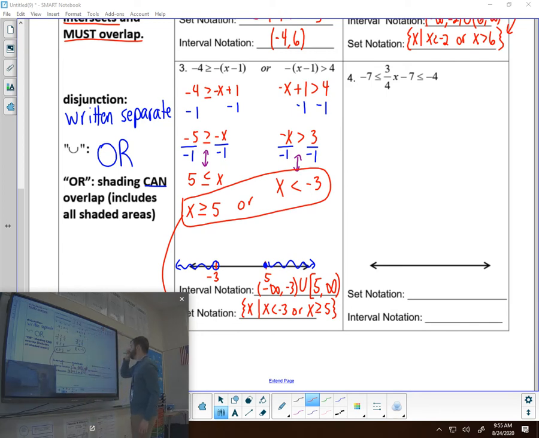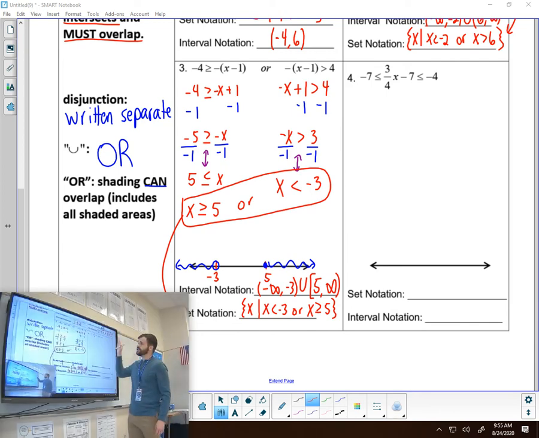So number 4, this is a conjunction one. It's in the middle. We have a fraction. We're just going to solve it out. And the first thing that I'm going to do is I'm going to clear out this fraction. How do you clear out a fraction? You multiply by the denominator. So I'm going to just multiply by the denominator to everything.